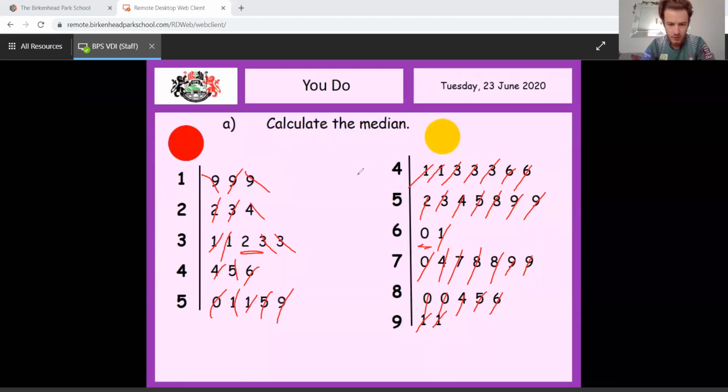Okay guys, so there are your answers. As you can see, on red is 32. And on the amber is 60. So 32 on red is the median and 60 on the amber. Okay, so moving on.